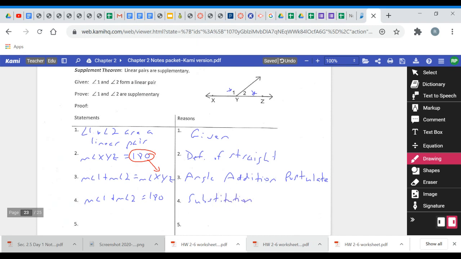All right, and then the last line is that if we say that angle 1 and angle 2 add up to 180, we therefore know for sure that angle 1 and angle 2 are supplementary.